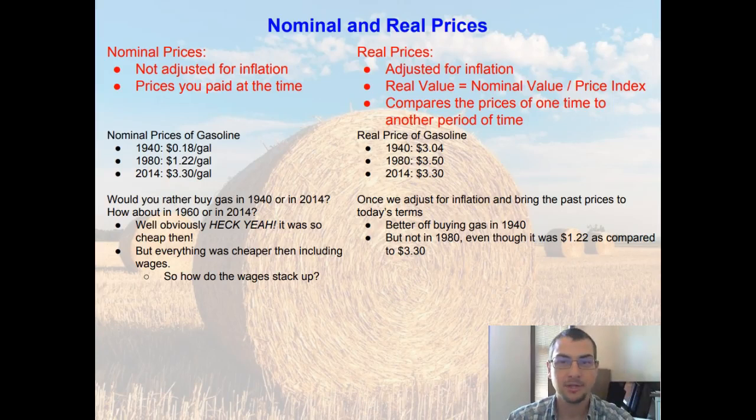Have you ever stopped and talked to an old timer about the prices of something like gas, and you hear him say, well, back in my day, the price of gas was 25 cents. And man, that was expensive back then. Now look at it, it's $3 and some odd cents. This is ridiculous. There's no way it should cost that much.